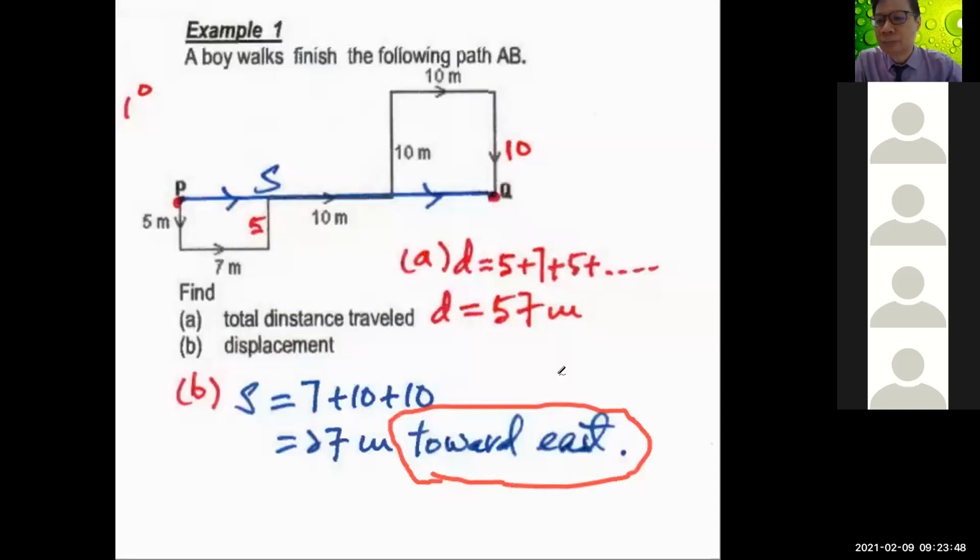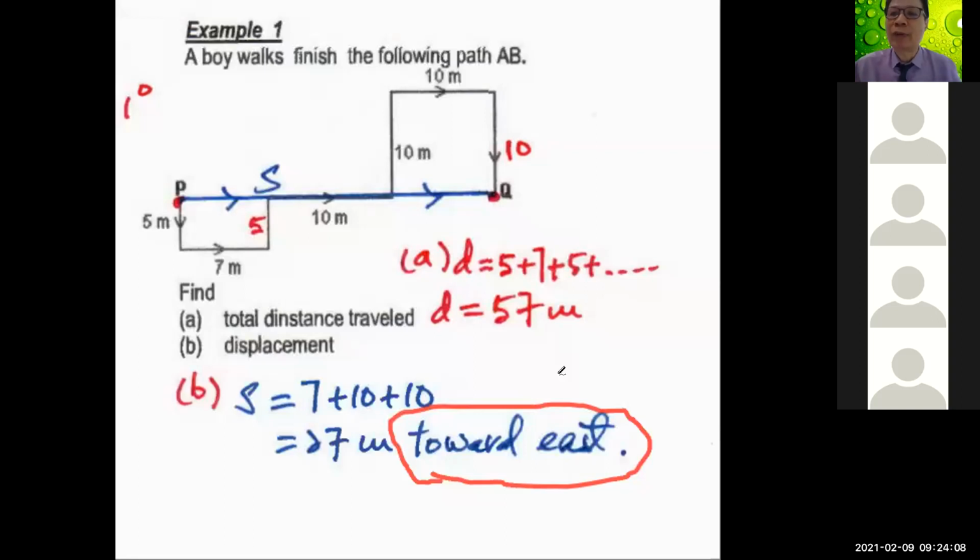Understand? So teacher, the acceleration unit will be meter per second squared towards the east or towards the west. Yes, correct. Also need to write the direction. Yes, of course.